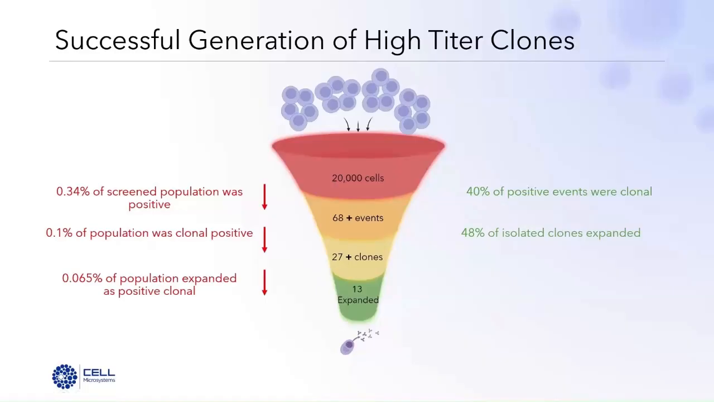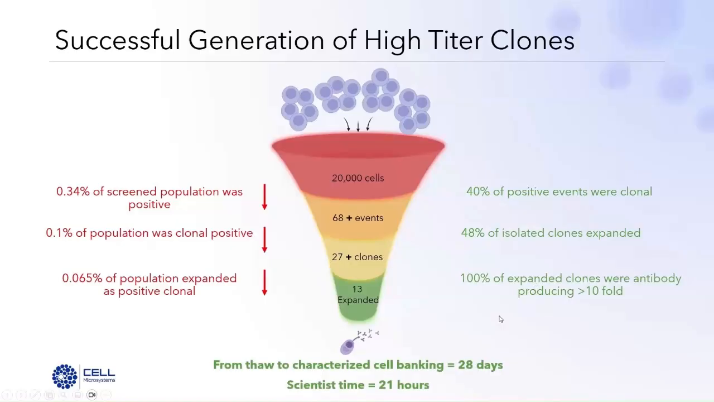But this is the number I'm most proud of. 100% of the expanded clones were in fact antibody producing greater than tenfold. Not only were we able to salvage and recover these cells, but we had a 100% accuracy rate with our assay's ability to detect those antibody secreting cells upstream of the workflow before all of the effort had gone into characterizing the cells downstream. All told, it's a very efficient workflow. From thaw to characterized cell banking took only 28 days, and the hands-on scientist time was just over 21 hours.